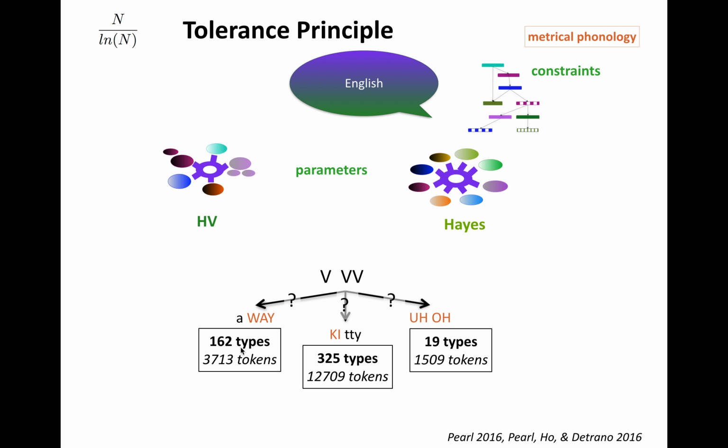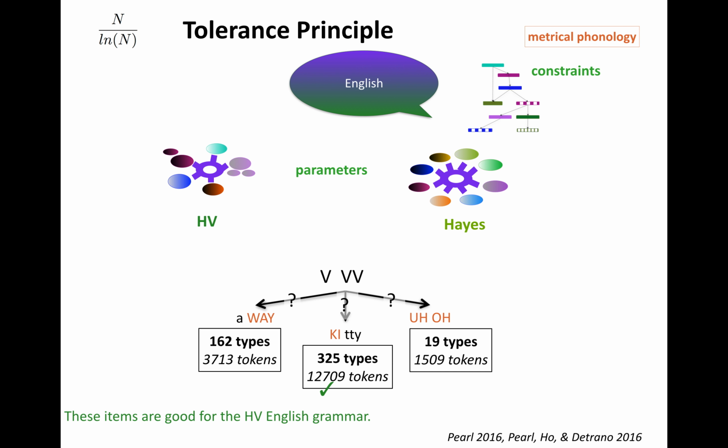So type sort of gets rid of any frequency effects and is really just talking in some sense about your vocabulary items. So let's say the ones like "kitty," there are 325 like those that appear 1,200 times sometimes, and let's say there are 19 like "uh-oh" that appear 1,500 times, right? So these are your words, and these are how frequently they appear.